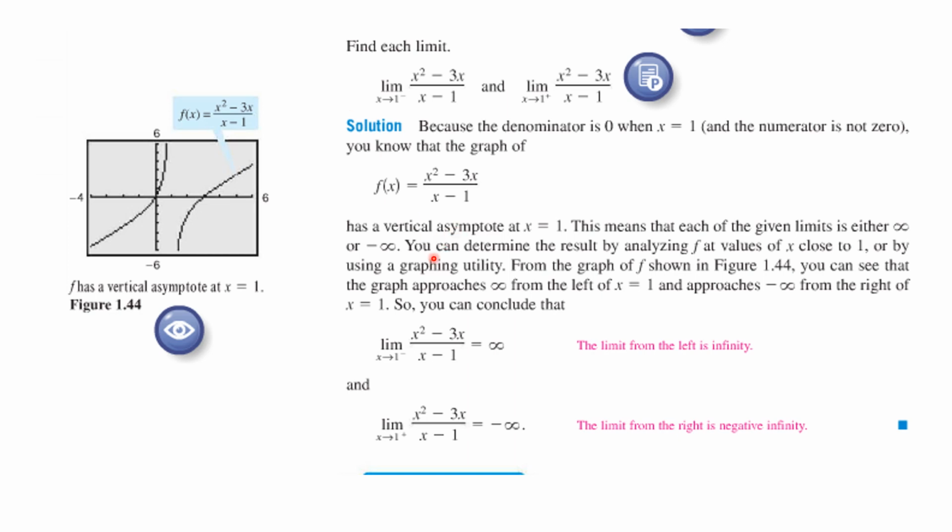So what we're going to do is we'll see that we get the limit from the left is infinity, the limit from the right is minus infinity. And that means that the limit as x tends to 1 does not exist because the left is not equal to the right.